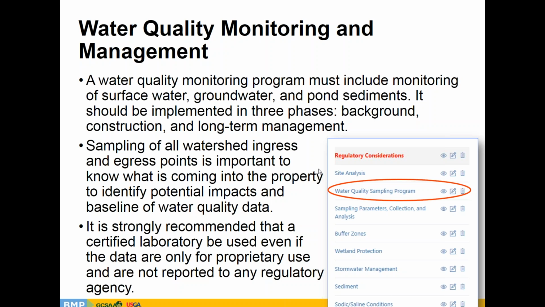And so it's important to sample all of the points of entrance and the points of exit where water is coming onto the facility and leaving the facility, so that we can identify those impacts that may be there. And it is strongly recommended as well, the BMP, is to use a certified laboratory. That is key, especially at a point in time where maybe a regulatory agency is going to get involved. If those water quality assessments were not conducted by a certified laboratory, they could be called into question.